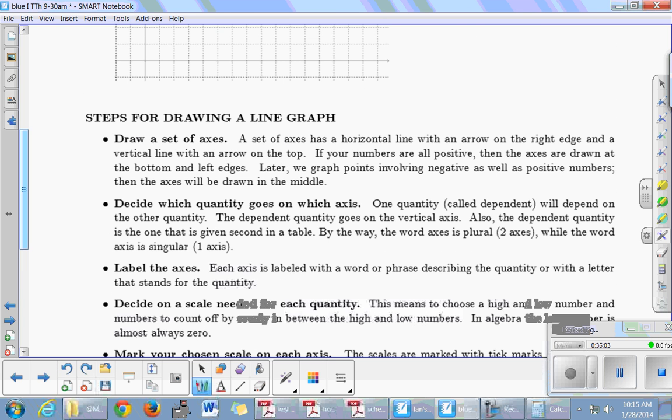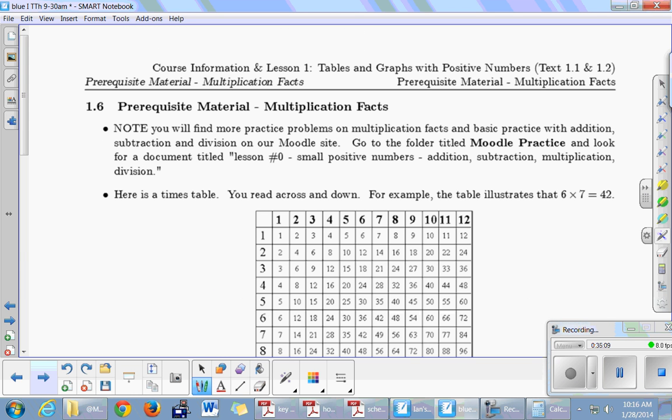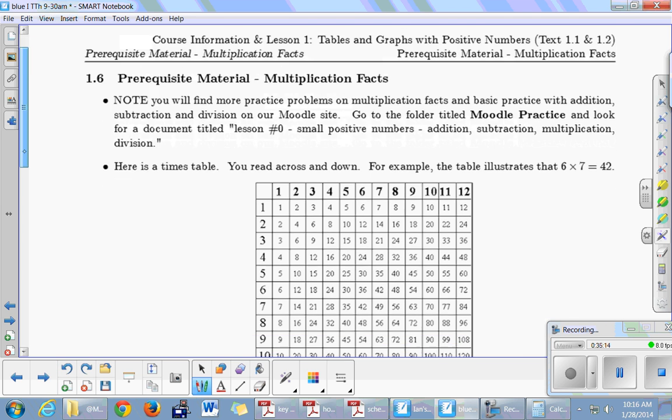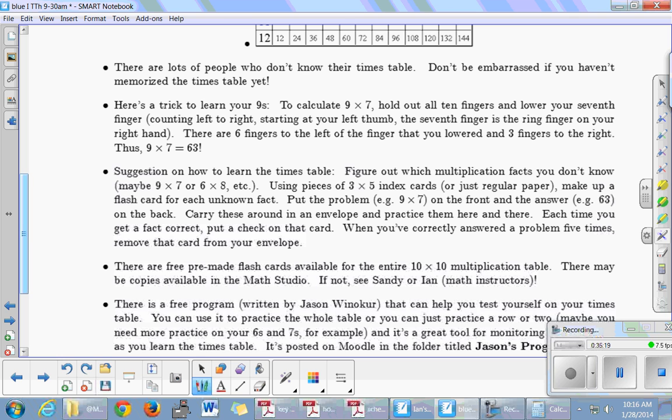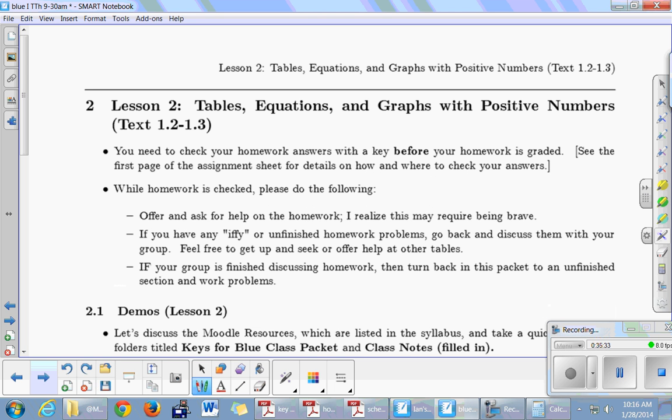So here's steps for drawing a line graph. We're not going to look at it now, but you should know that there are a lot of good resources in this blue packet. Here's some stuff on prerequisite material. There's a real pretty multiplication table there, some nice techniques, some tricks for multiplying by 9, and some other odd things about the multiplication table. We're not going to look at it, but you should know there's a lot of good stuff in this packet. There's also a program that you have access to that might help you practice arithmetic. Details are there. Okay, we move on to lesson 2.